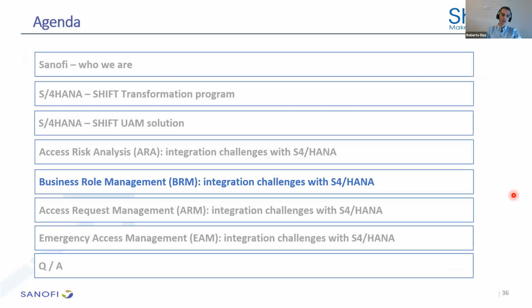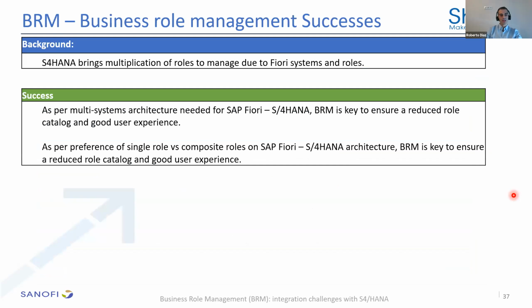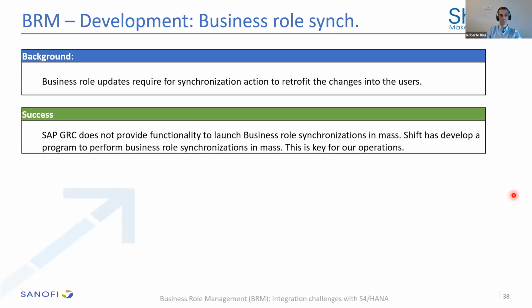Okay. Let's focus now on the business role management module. So BRM is key in our success to implement S4 HANA. Why? Well, this is because, as I said, S4 HANA brings multiplication of business roles and multiple systems, and the only way to simplify this grouping, let's say, of role requirements is with a solution which can group roles from multiple systems, and this is achieved by the business role management module. So this is a success.